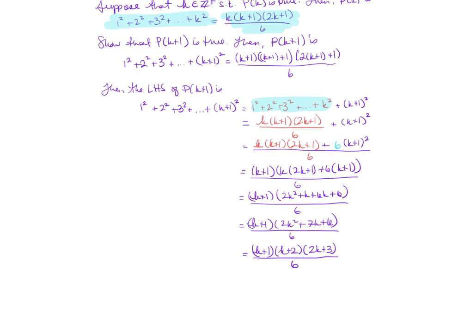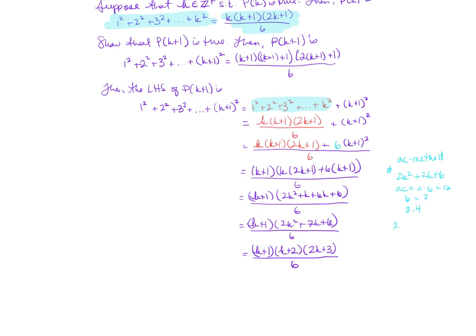If you want a reminder of the AC method, this is a note off to the side. This is not to be included with your proof. This is just a note from me to you, the AC method for 2k squared plus 7k plus 6. Well, AC equals 2 times 6, which is 12. And B is 7. So I'm looking for what two numbers multiply to give me 12 and add to give me 7. And I'm using 3 and 4.